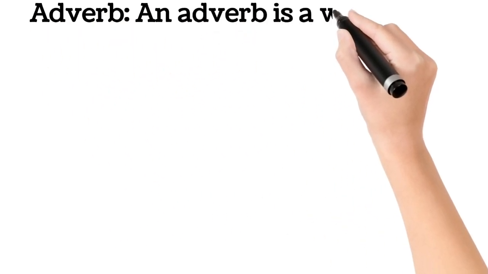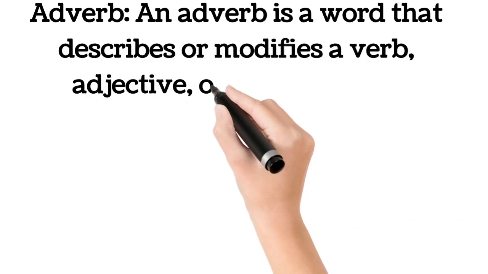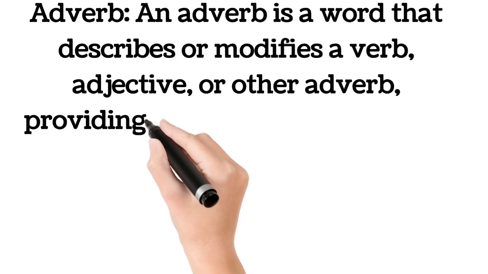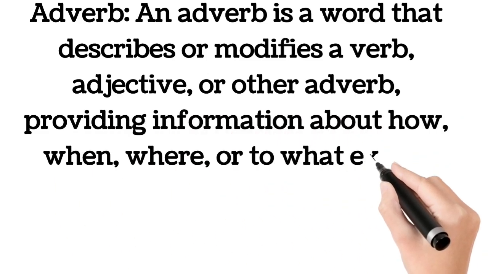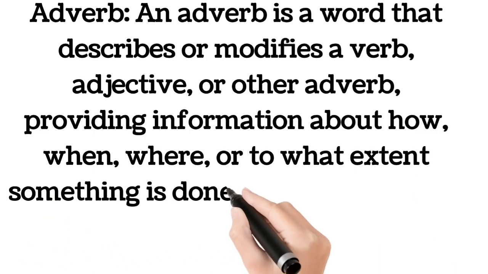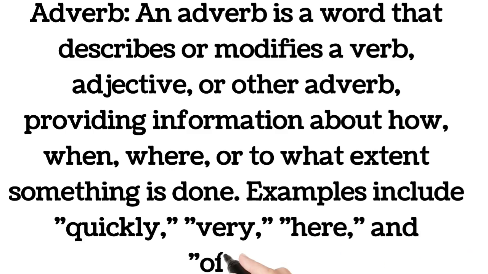Adverb. An adverb is a word that describes or modifies a verb, adjective, or other adverb, providing information about how, when, where, or to what extent something is done. Examples include quickly, very, here, and often.